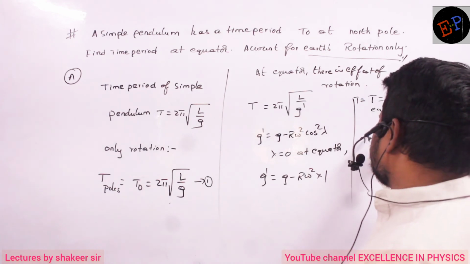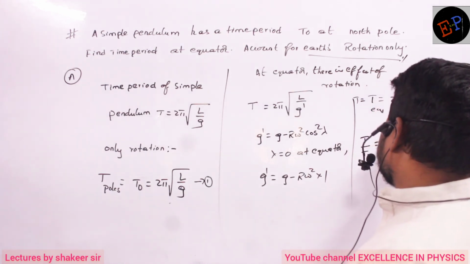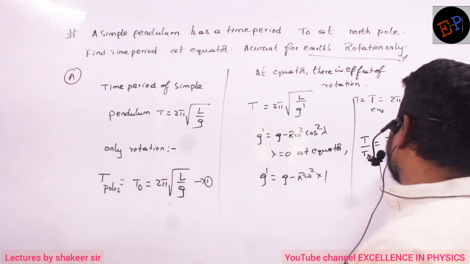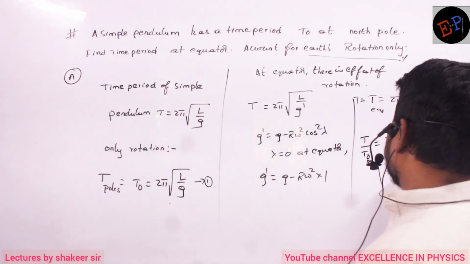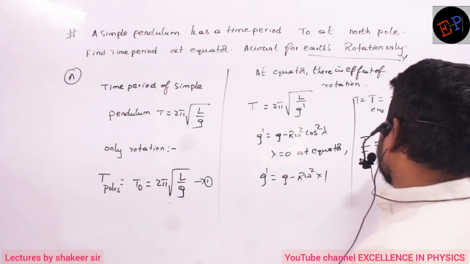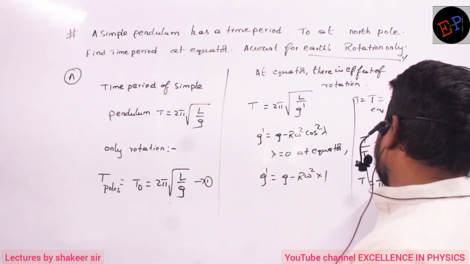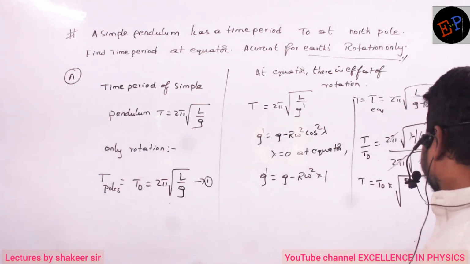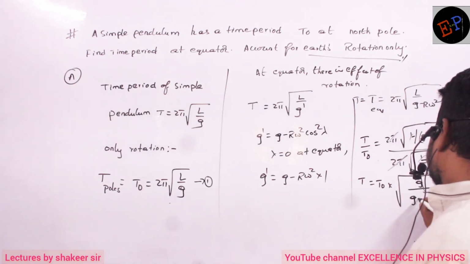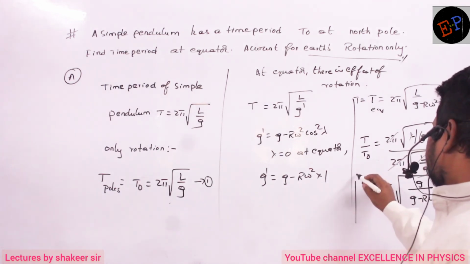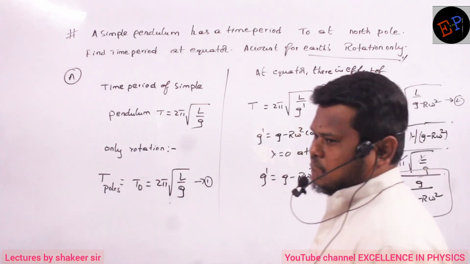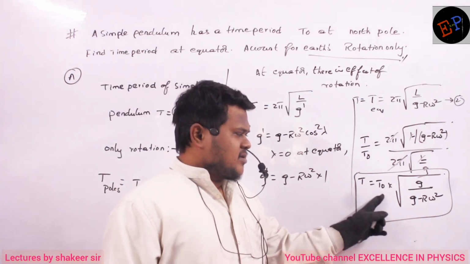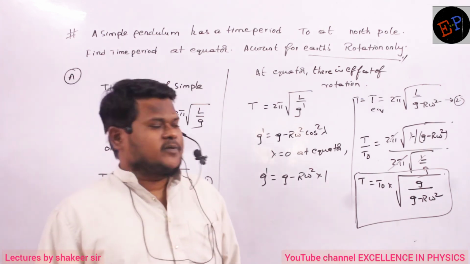So therefore, T divided by T₀ is equal to 2π√(L/(g − Rω²)) divided by T₀, and T₀ value is how much? 2π√(L/g). So 2π and 2π get cancelled. So T is equal to T₀ multiplied by the square root of, and √L also gets cancelled, so g divided by g minus Rω². So this is my answer, that's all. Very simple calculation. So T is equal to T₀ multiplied by √(g/(g − Rω²)).